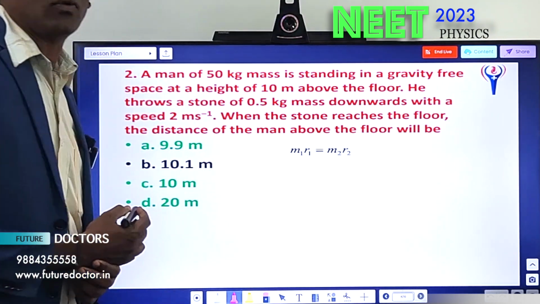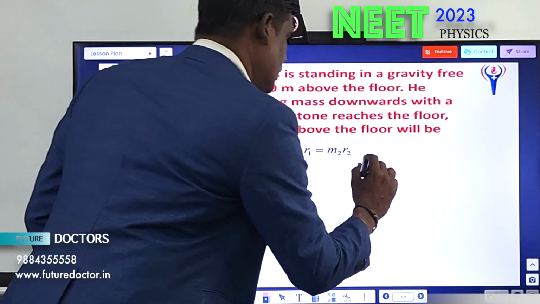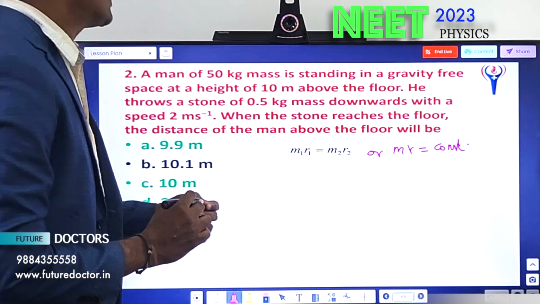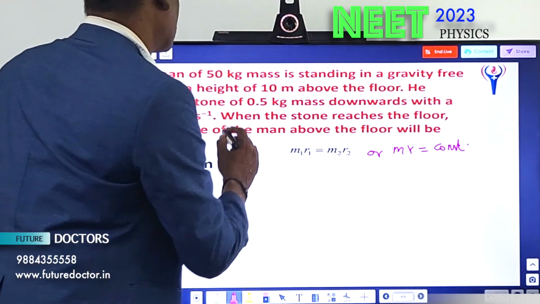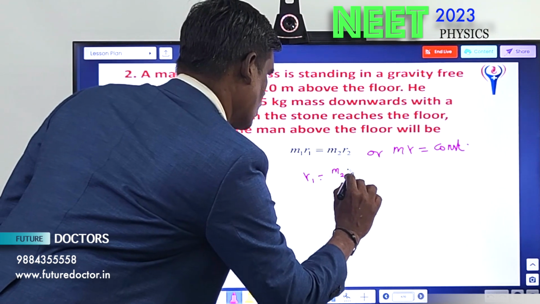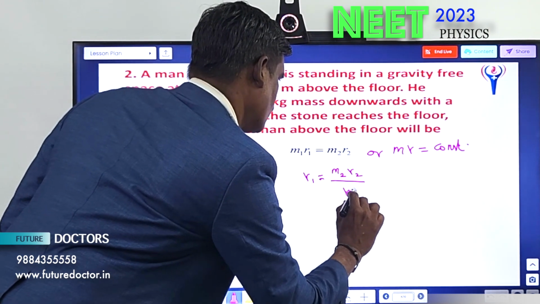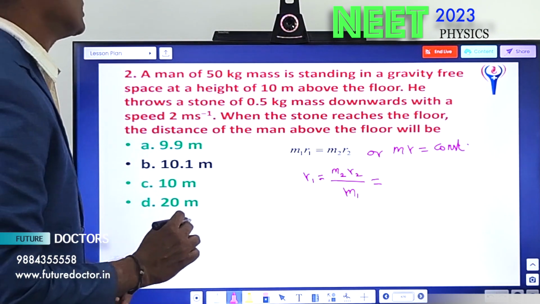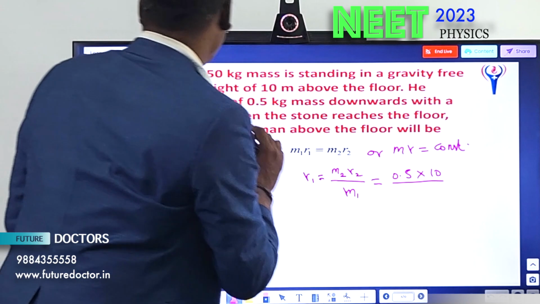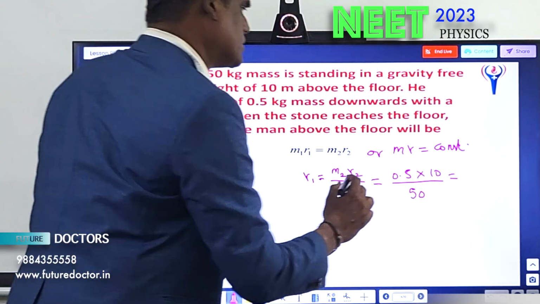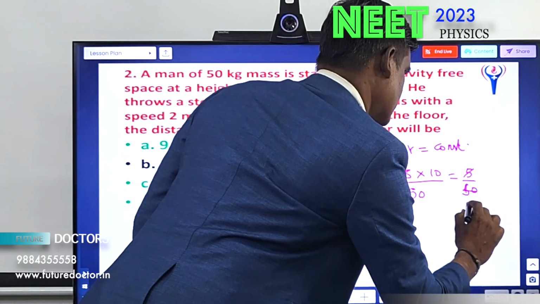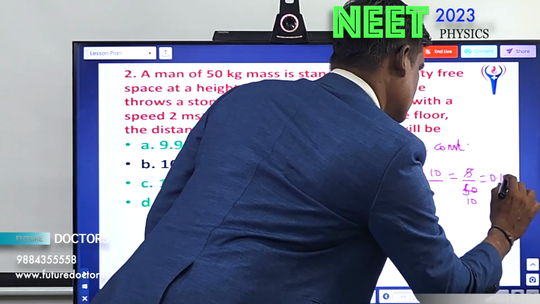That is m1 r1 equal to m2 r2, or mr is constant. From this find r1, where m1 is 50 and r1 you want to find. r1 equal to m2 r2 divided by m1, where m2 is 0.5, r2 is 10 meter, and m1 is 50. It gives 10 into 0.5 is 5, and 5 by 50 is 0.1 meter.